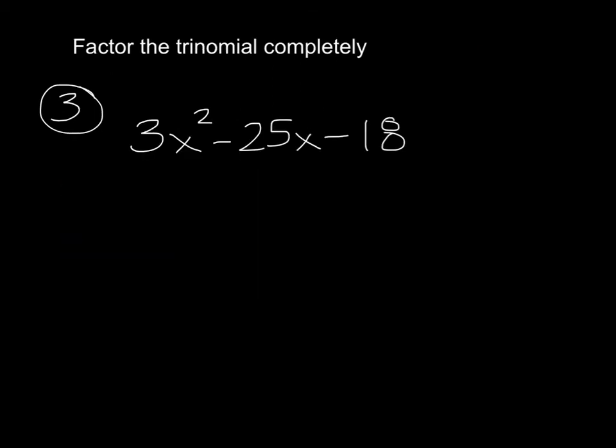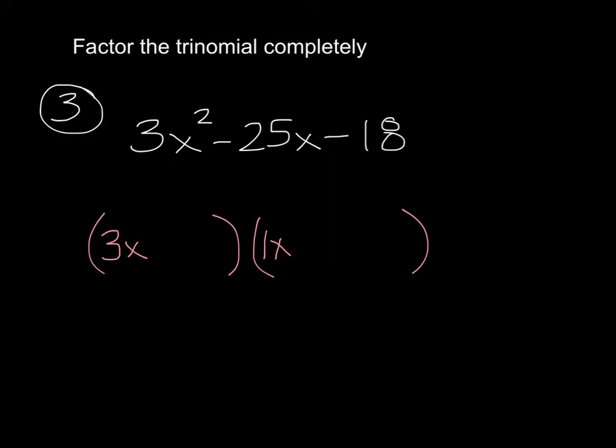All right, this one is a little bit different. We're still doing the same concept, but now if you look, we have a 3 in front instead of a 1. Okay, same idea though. Everything is going to stay the same up until the very last step. So first we're going to draw our parentheses. And this time, instead of putting an x and an x here and here, we need to figure out, well, what's going to give me 3x squared? Well, that would mean that 3x times 1x will give you 3x squared, or just 3x times x.